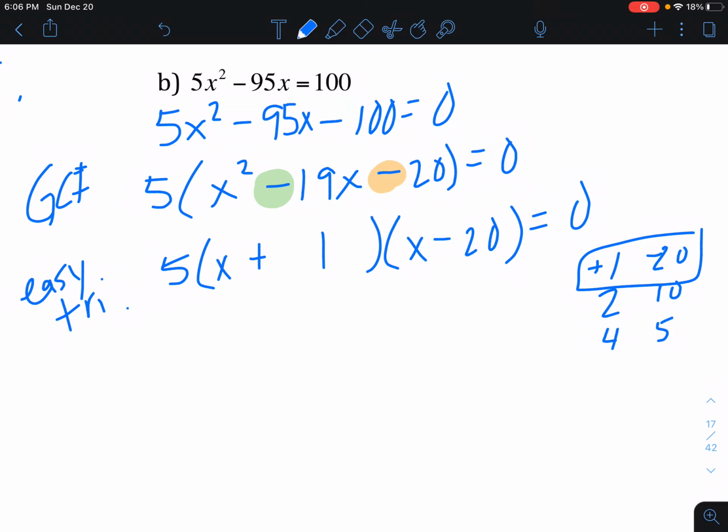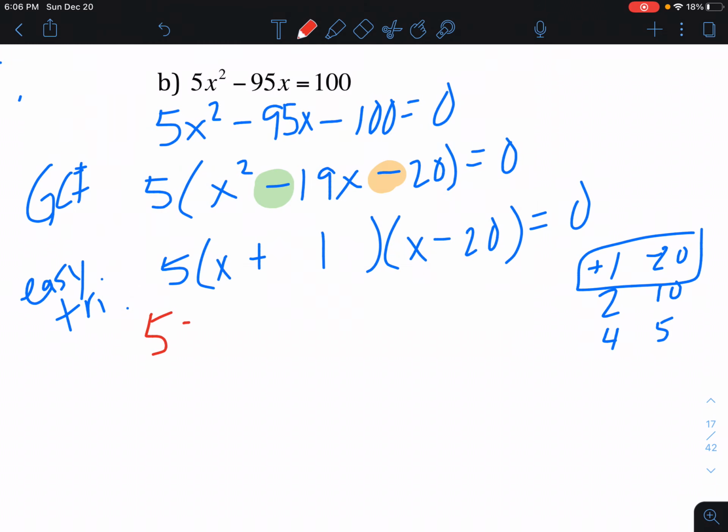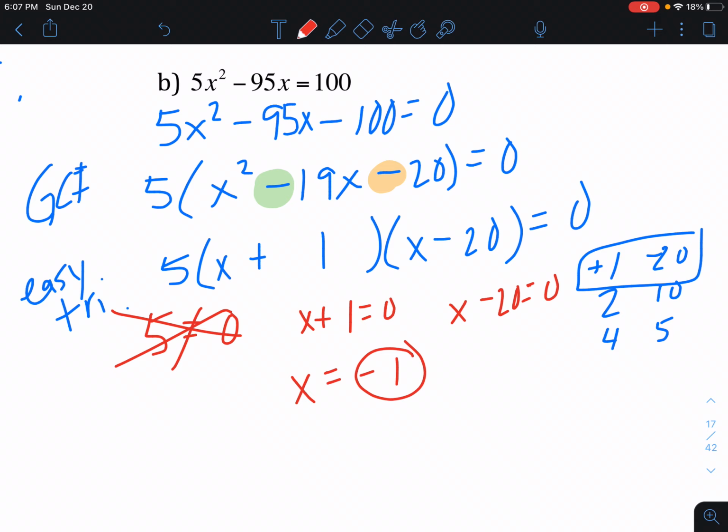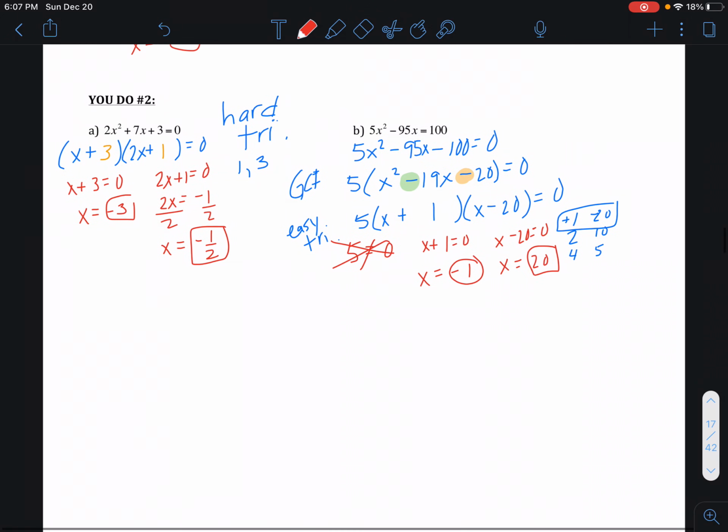All right, now we want to set our factors equal to 0. 5 does not have an x with it, therefore the 5 disappears, just like one of the problems earlier. Then we have x plus 1 equals 0, and x minus 20 equals 0. And then subtract 1 to get negative 1, and add 20 to get 20. There we got our two answers, and it's looking like our section is done.